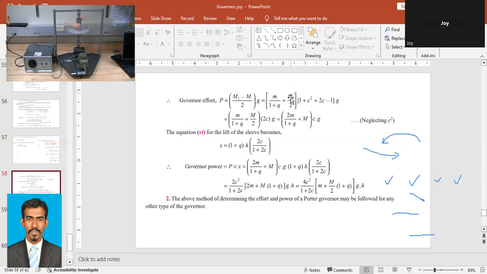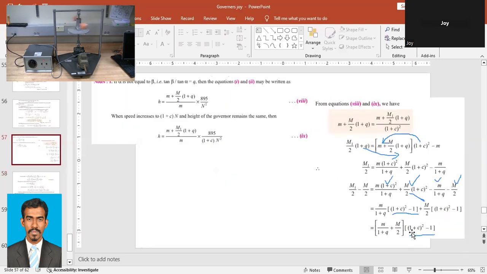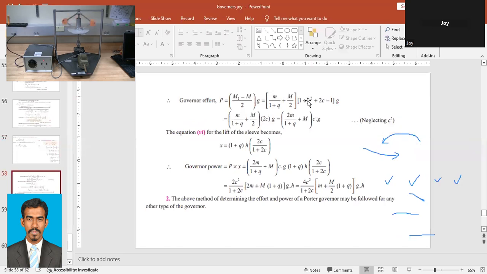Small m upon 1 plus 2 plus m by 2. Outside the bracket, (1 plus c) whole squared minus m minus 1. 1 plus c whole square minus 1. So (1 plus c) whole square can be opened as 1 plus c square plus 2c, and there's already a minus 1 into g, right? This g. All right, this g. We can first solve it.